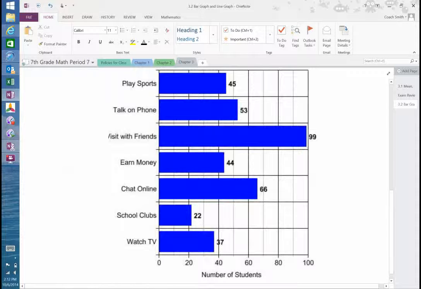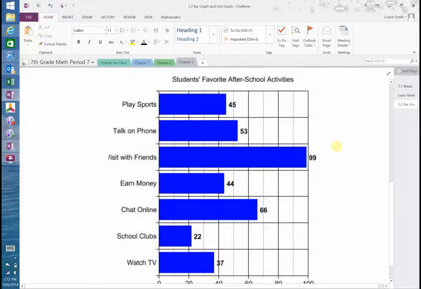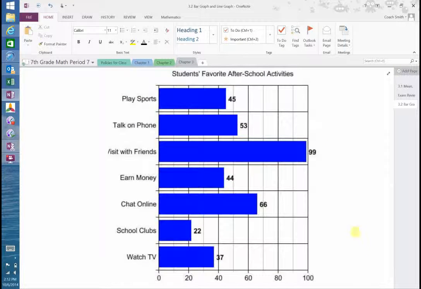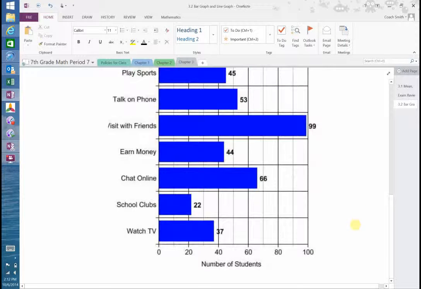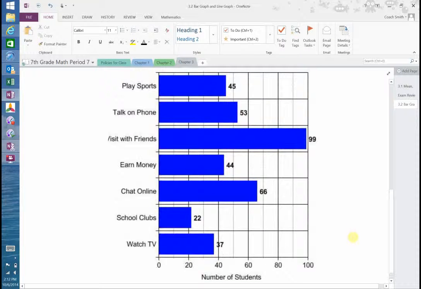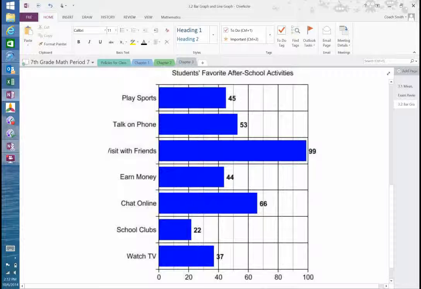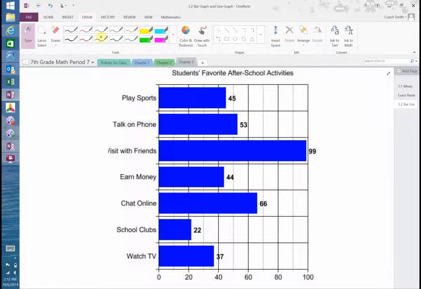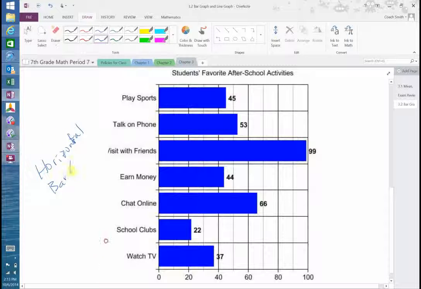Now, this represents student favorite after-school activities and the number of students that do it. Okay? All right. Now, as I said, this is a horizontal bar graph. Now, it is a single bar graph. It is not a double bar graph. So you will see that there's no key or legend. Okay? Now, playing sports, 45 of the students.